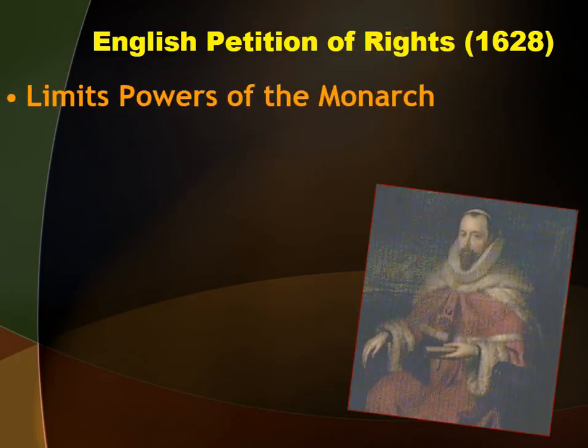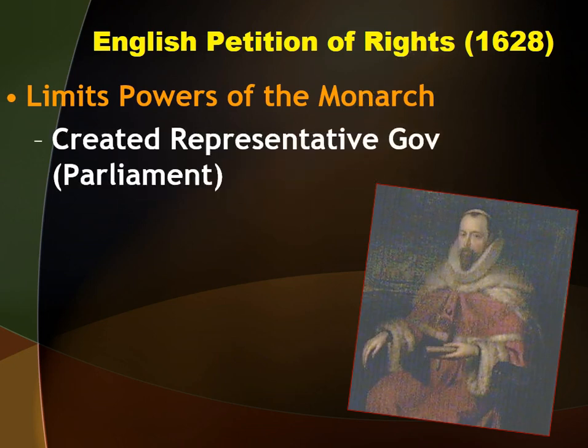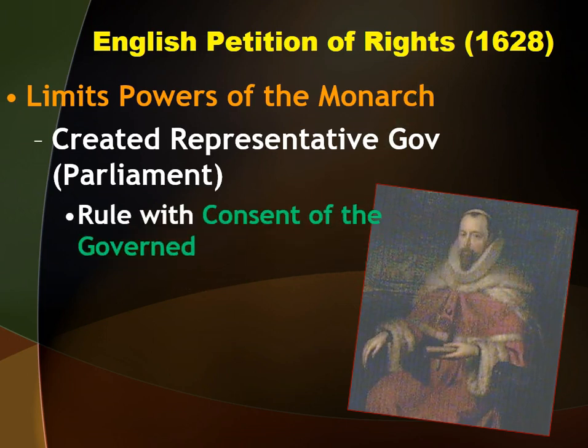Next, the English Petition of Rights of 1628. This again is going to go a little bit further in limiting the power of the monarch. If you're noticing a trend here, the king, the monarch in British history, generally tends to abuse power from time to time, and the people want to step up and put him in check. And so one of the things that the English Petition of Rights did is it says that the British government is going to have a representative government. It's going to have a parliament, which is selected by the people, and they're going to help the king rule.